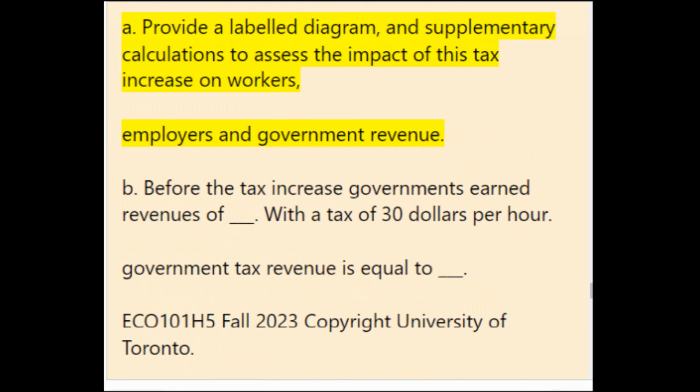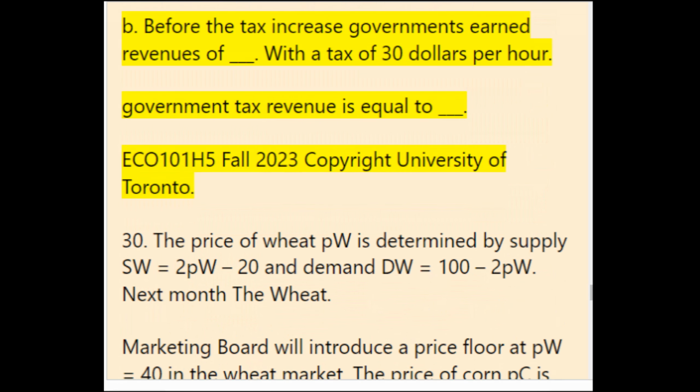A. Provide a labeled diagram and supplementary calculations to assess the impact of this tax increase on workers, employers and government revenue. B. Before the tax increase, government earned revenues of ___. With a tax of $30 per hour, government tax revenue is equal to ___.